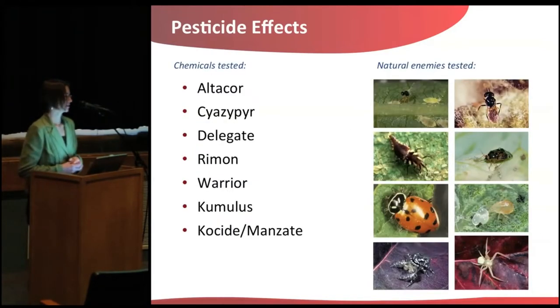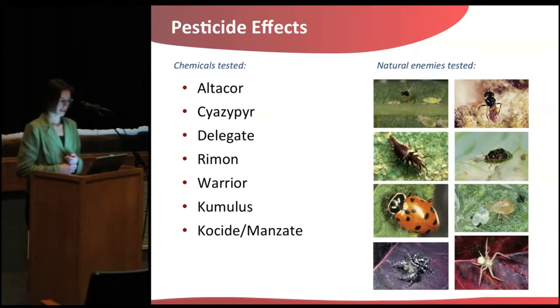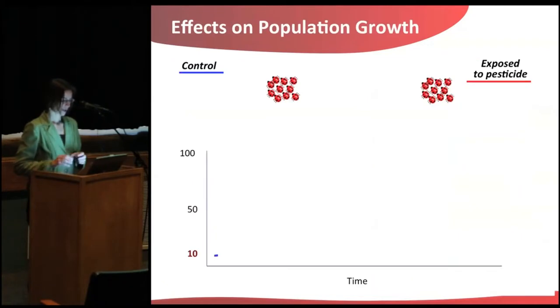In a study that ended in 2013, a lot of researchers have looked at these seven pesticides and how they affect different natural enemies that are important in Western orchards. And we looked at all those different parameters of how a pesticide can affect natural enemies, but then we put it together in one value. How does the pesticide affect the population growth overall?